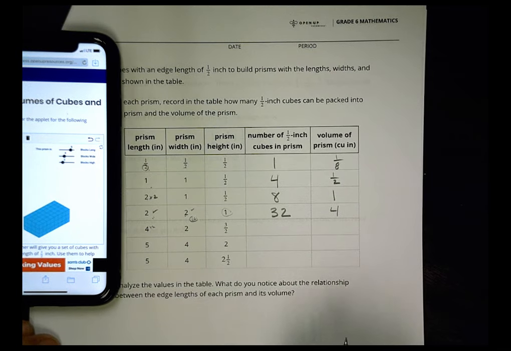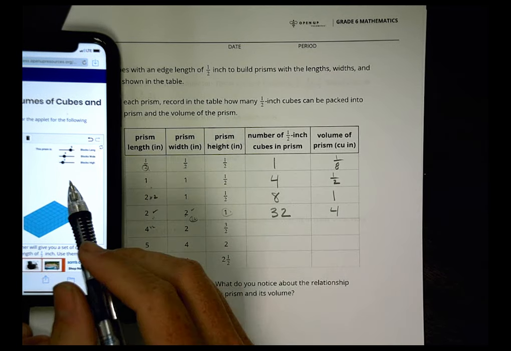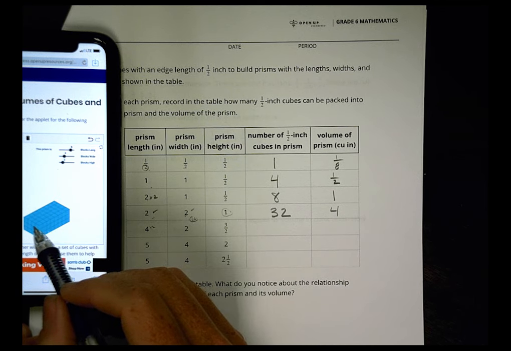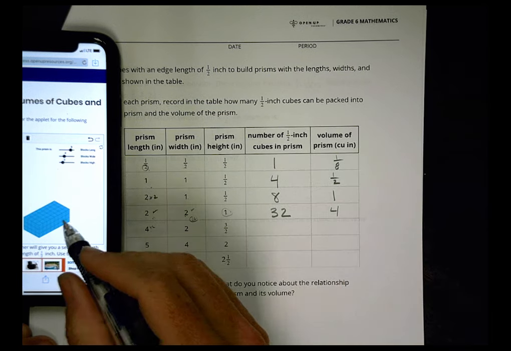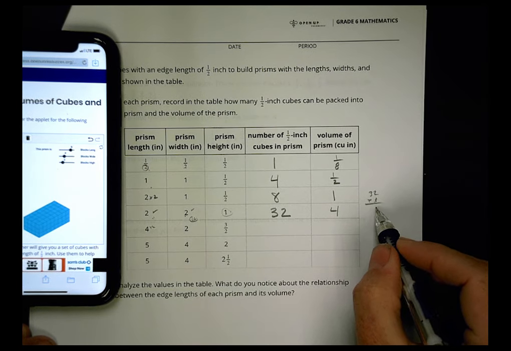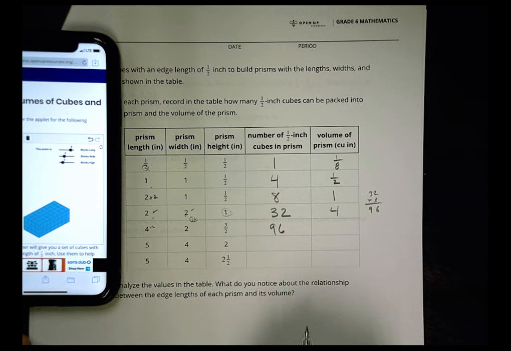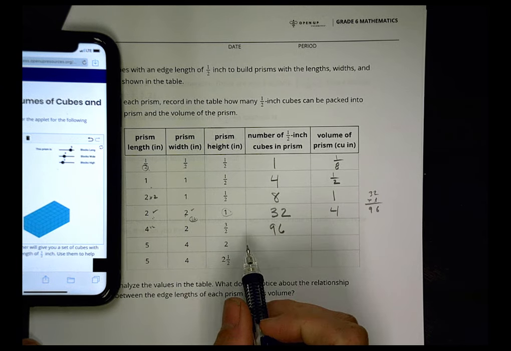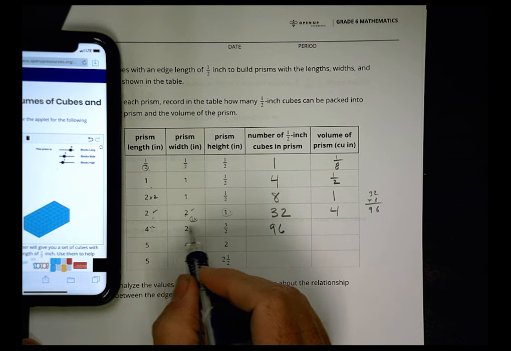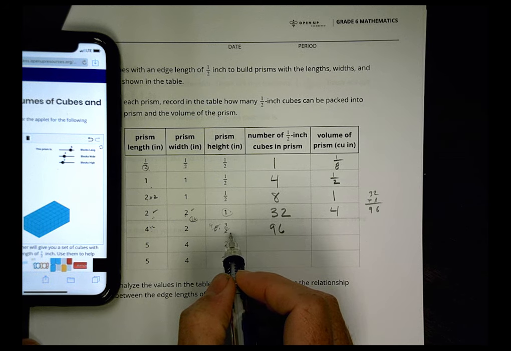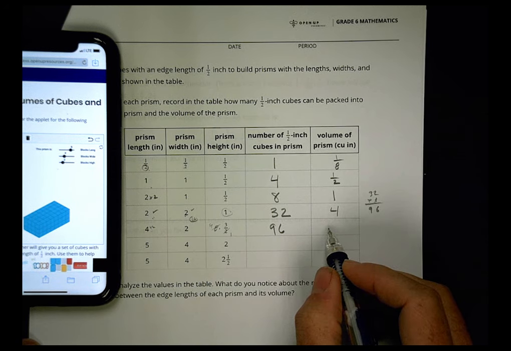How many blocks is that going to be? Well, I have a 4 by 8, which is a 32 layer here, and I'm going to do it 3 times. So I have 32 times 3, which is going to be 96 blocks. Wow, that's a lot of blocks. I don't know if you're using real blocks or the little applet here, but I don't have 96 blocks to play with. For our volume, we're going to do 4 times 2, which is 8, and then 8 times 3 over 2 reduces to 4 and 1, which becomes simply 4 times 3 is 12.